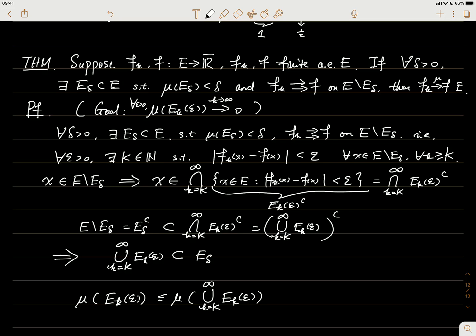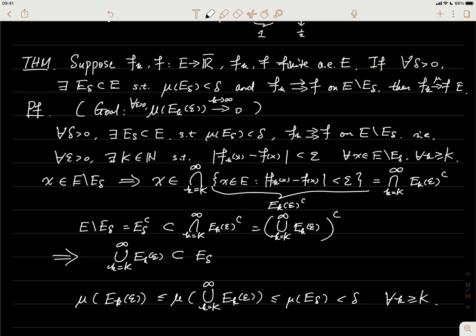Okay, because E_k is just one of those sets I'm taking the union with. So it must be a subset of that, and we showed that this is a subset of E_delta, so their measure is less than or equal to E_delta. And I know that this is less than delta for all k greater than or equal to the capital K.